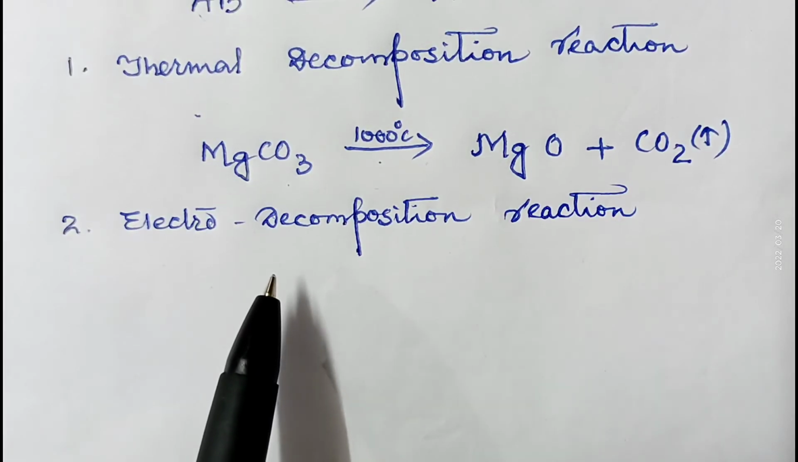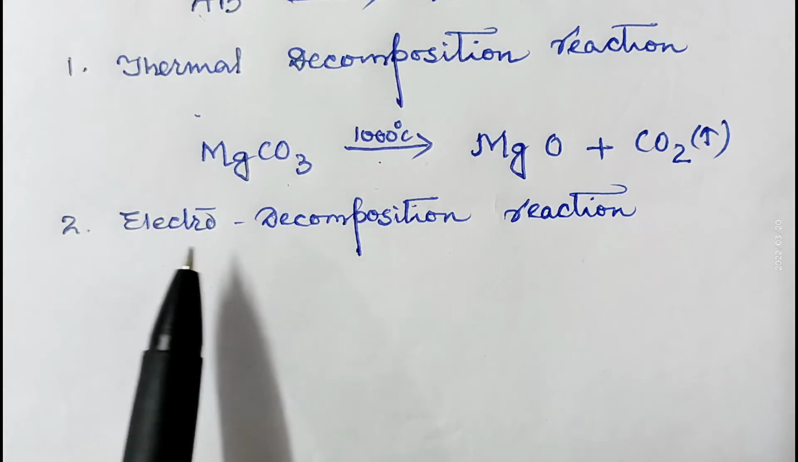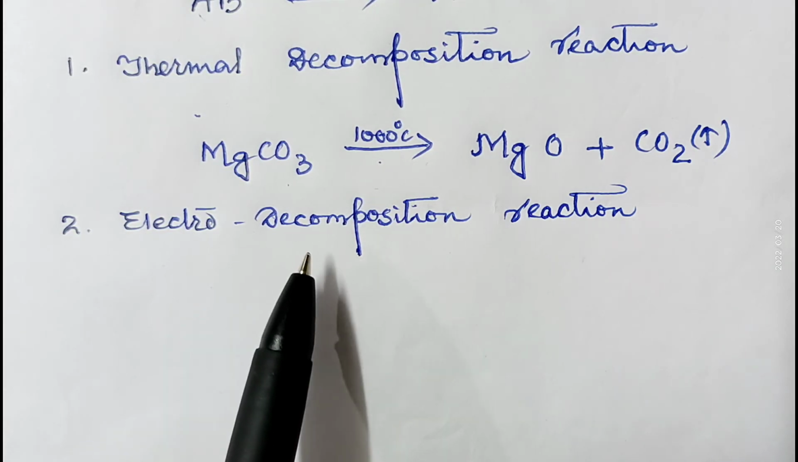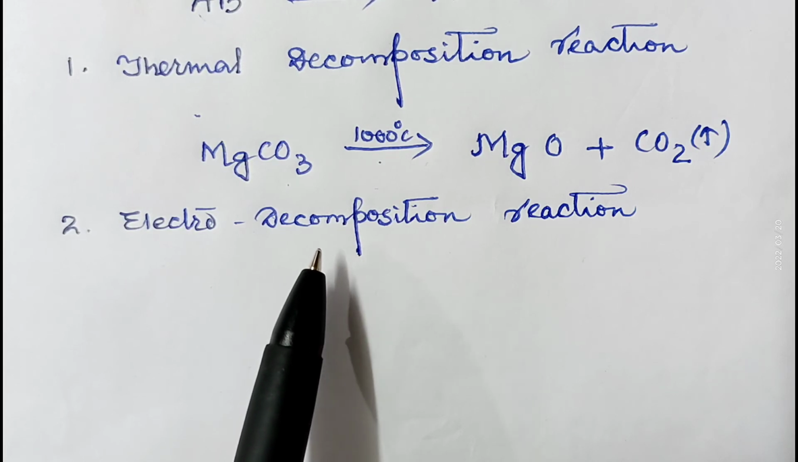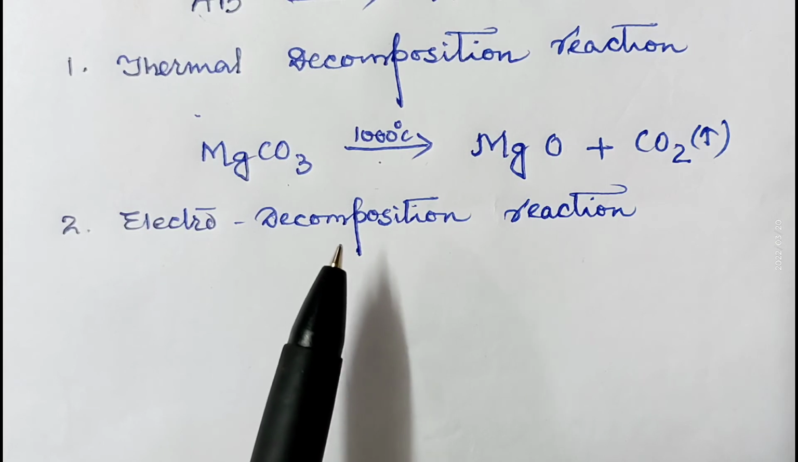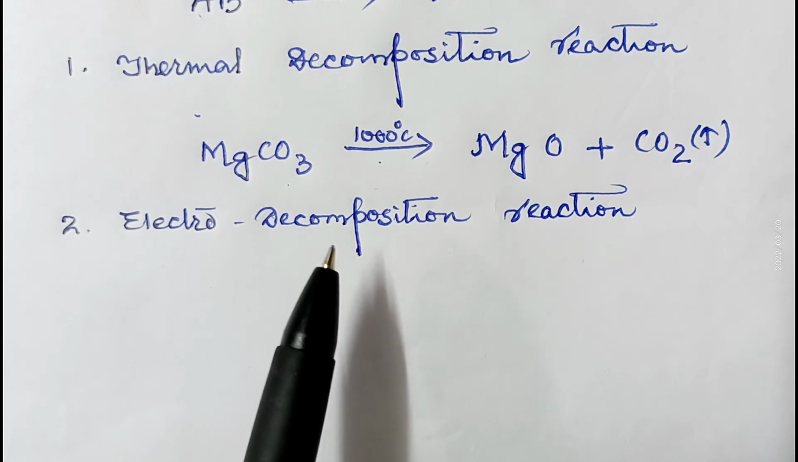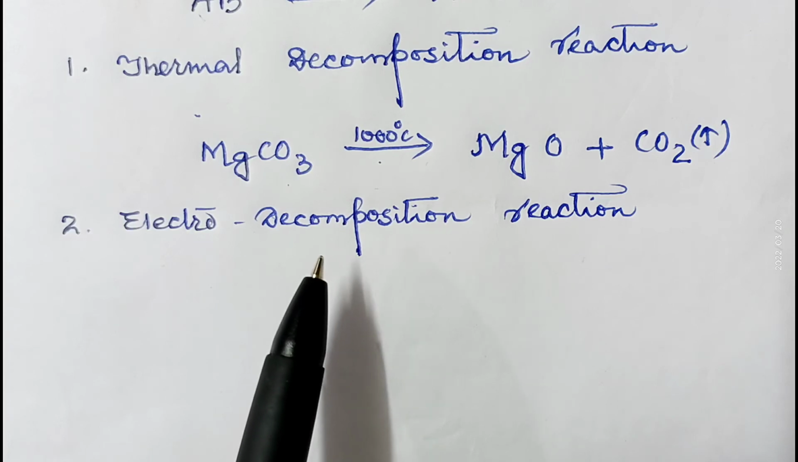Now, the second type of decomposition reaction is called electro-decomposition reaction. In case of electro-decomposition reaction, a compound in aqueous solution, meaning solution in water, or in the molten state, is decomposed by the passage of electricity. Then that is called electrolytic decomposition or simply electrolysis.